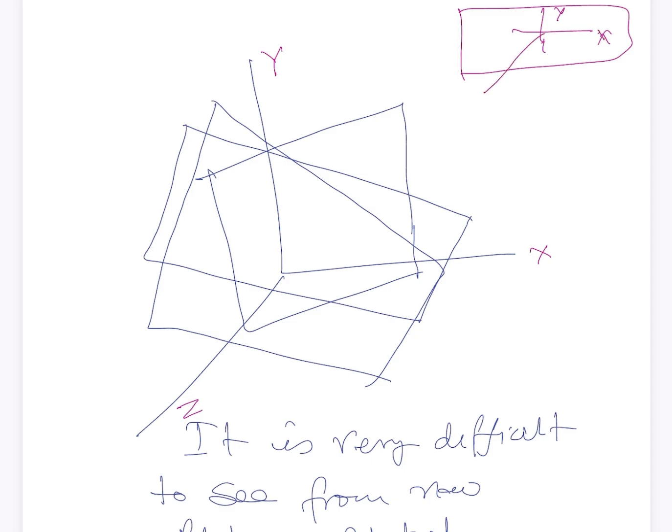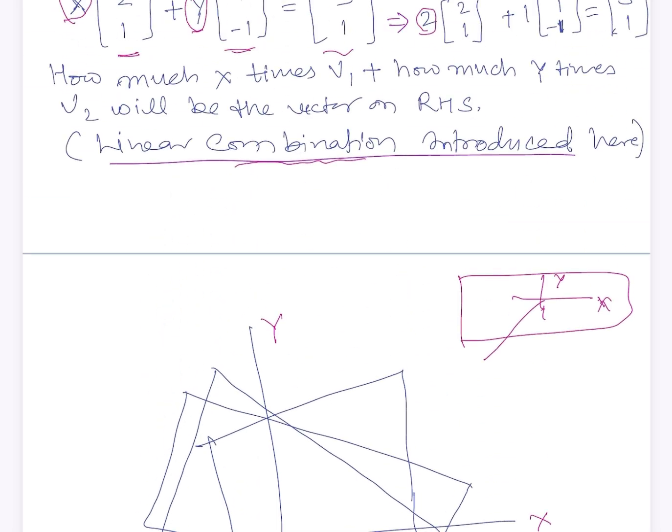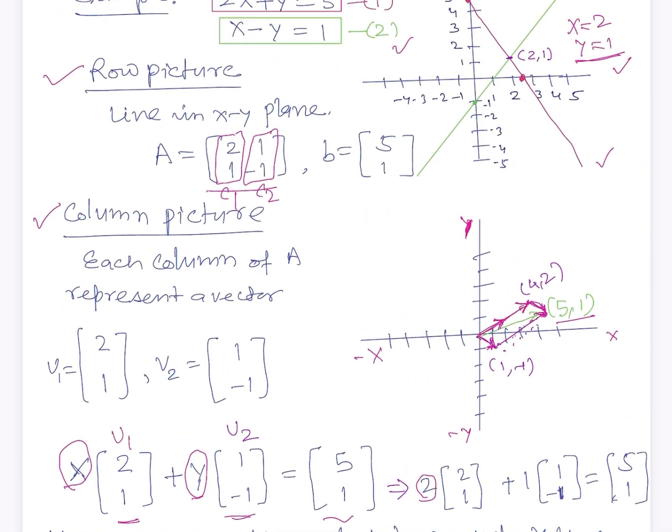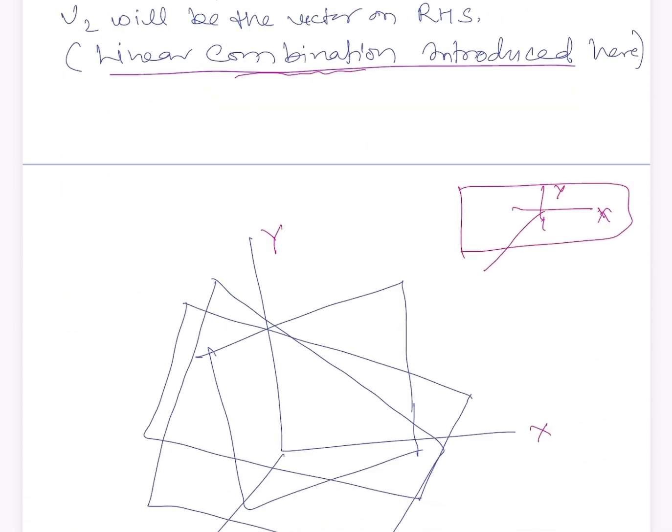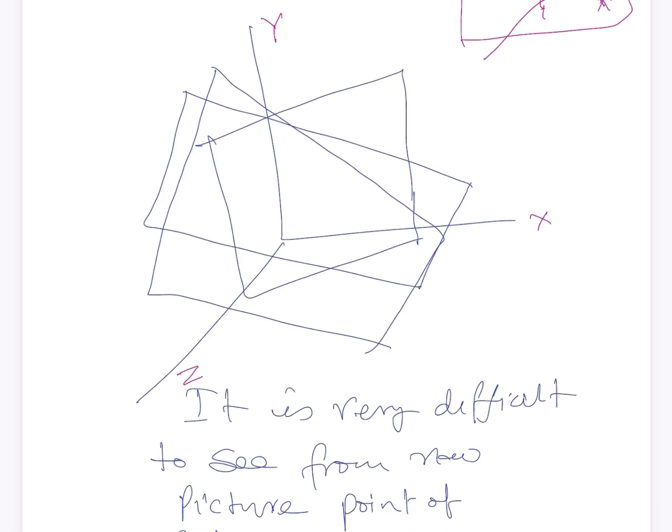Now in this picture, suppose you have three equations and three unknowns. Two variables represent a line, then three variables represent a plane. If I look at the first plane, second plane, and another plane, it is very difficult to know which plane is intersecting which plane, and the simultaneous solution will be the common solution for this system. So the row picture makes life miserable when we move to higher dimensions.